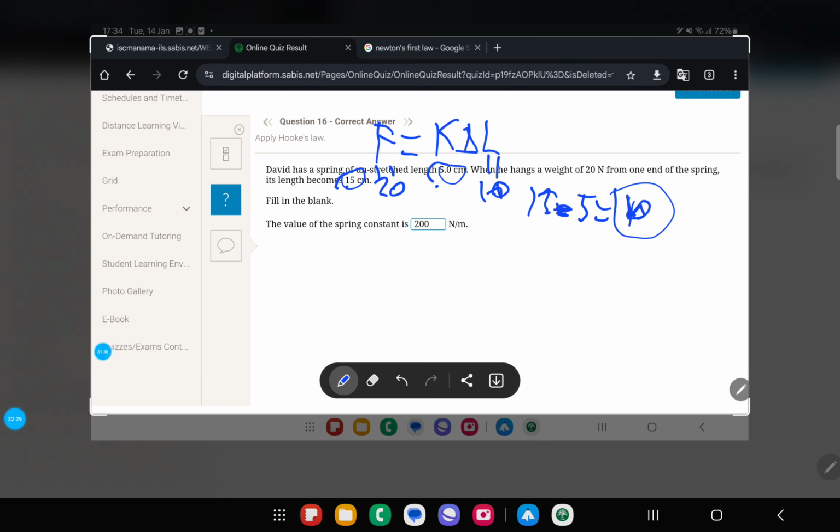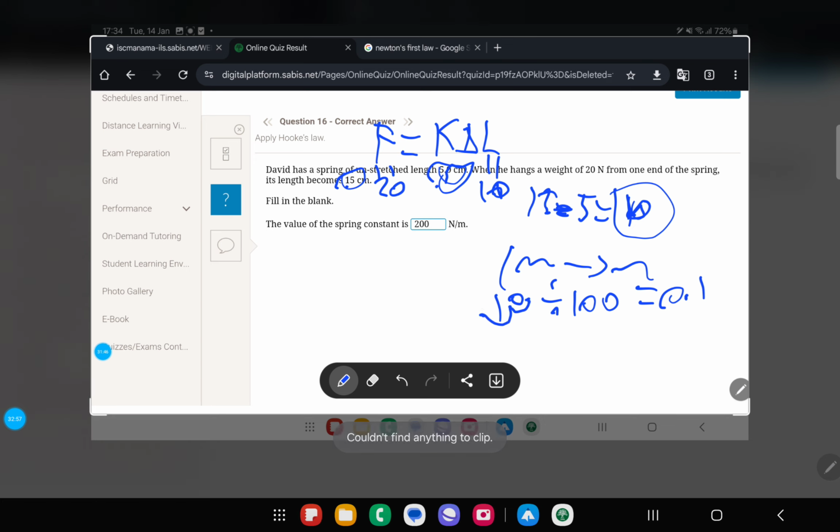But wait, before we apply it, it's in centimeter. We have to make it from centimeter to meter. Divide by 100. So 10 divided by 100 is 0.01. Wait, no, sorry. It's 0.1. Okay? Since moving from here 1, 2, it's going to be 0.1. Okay? So it's 0.1 meter.